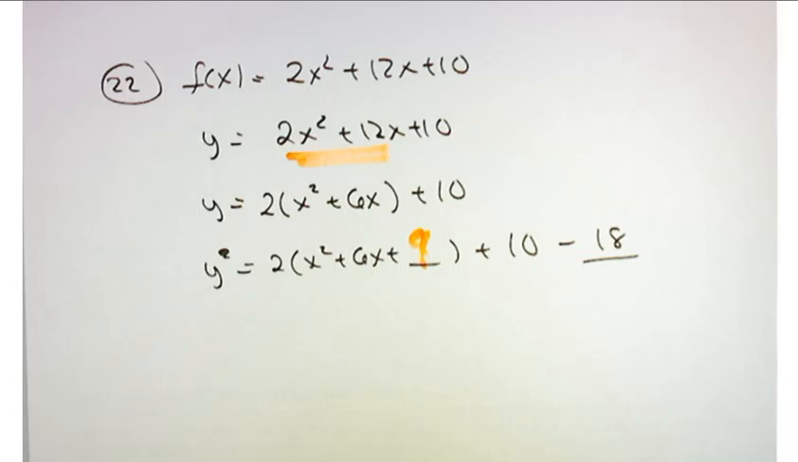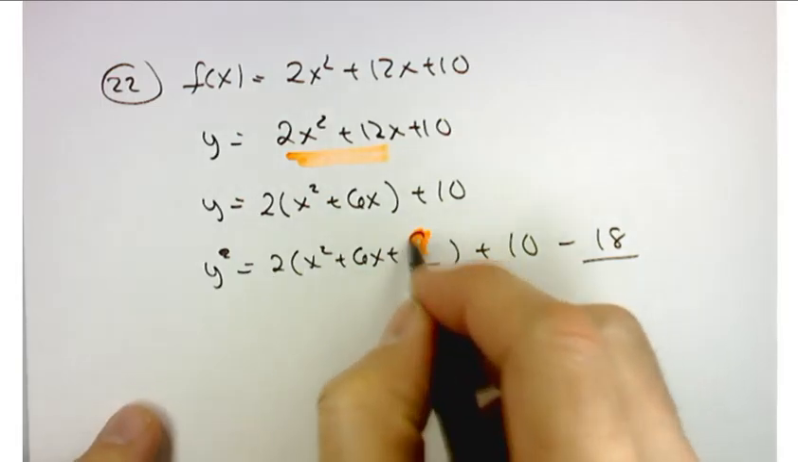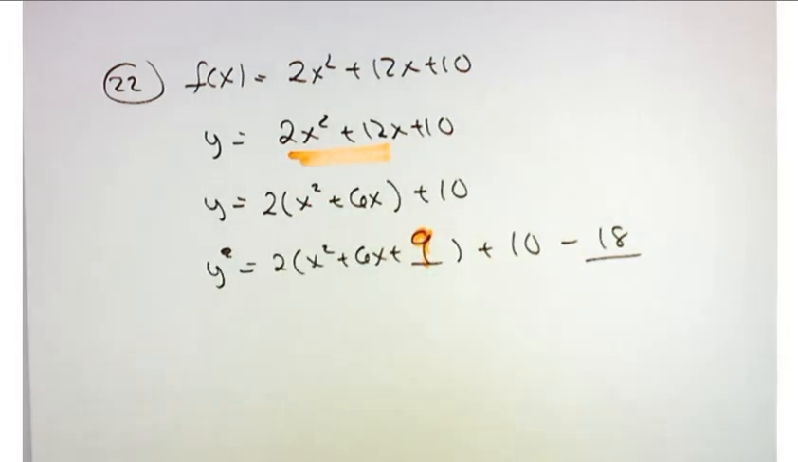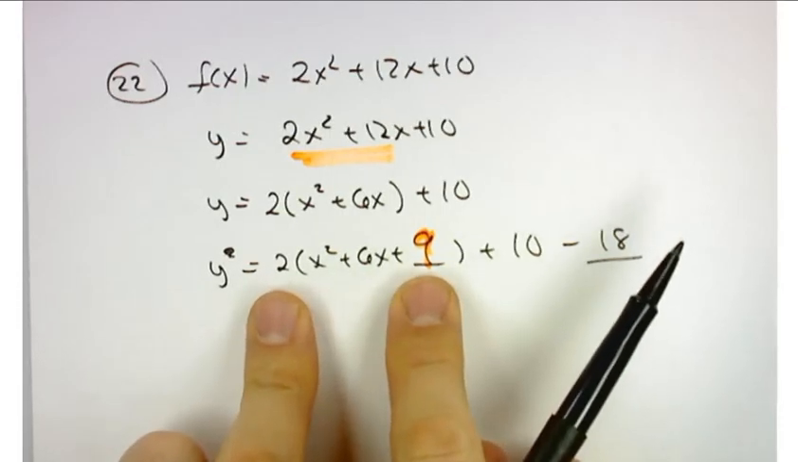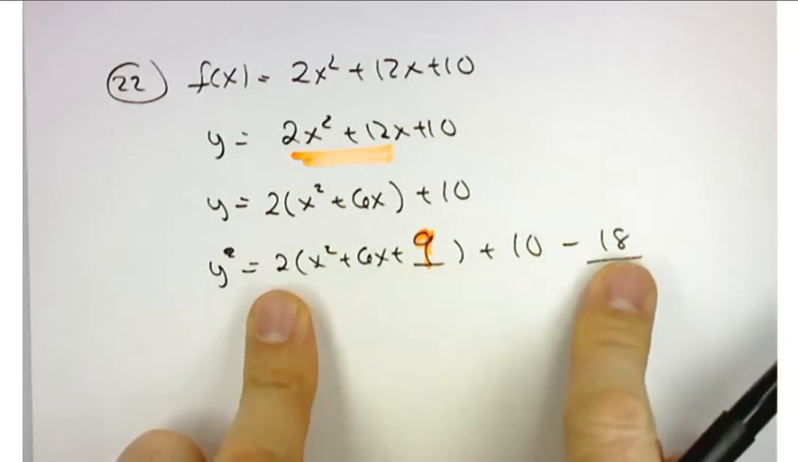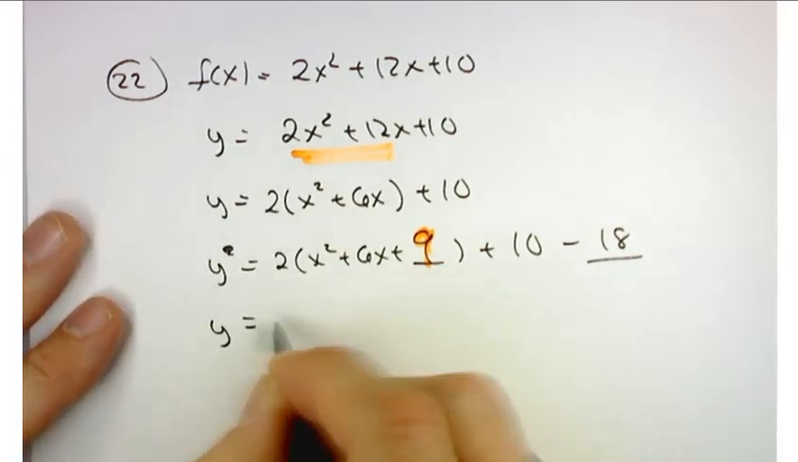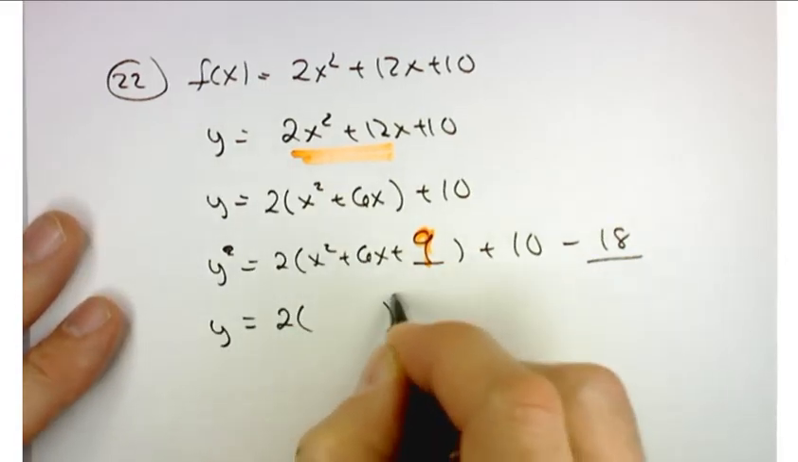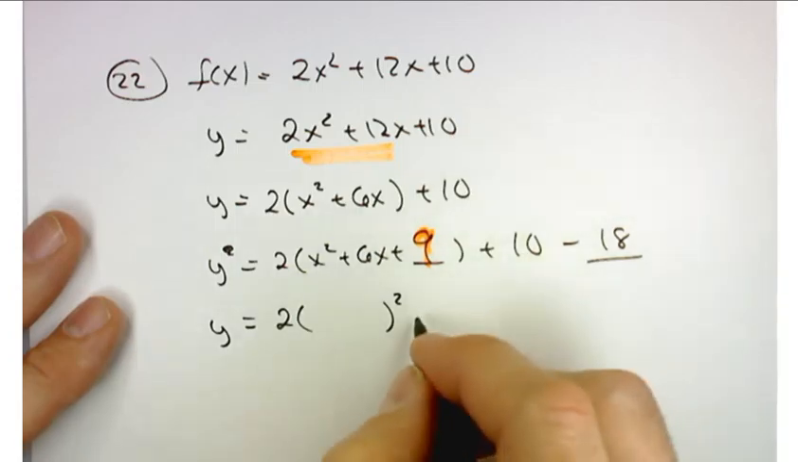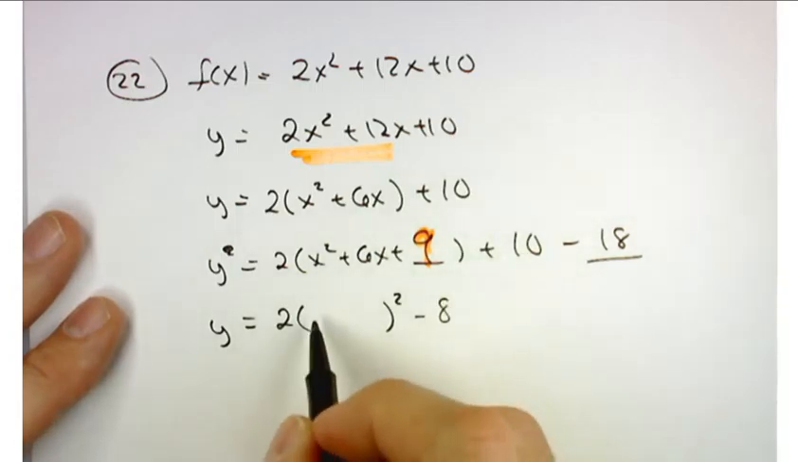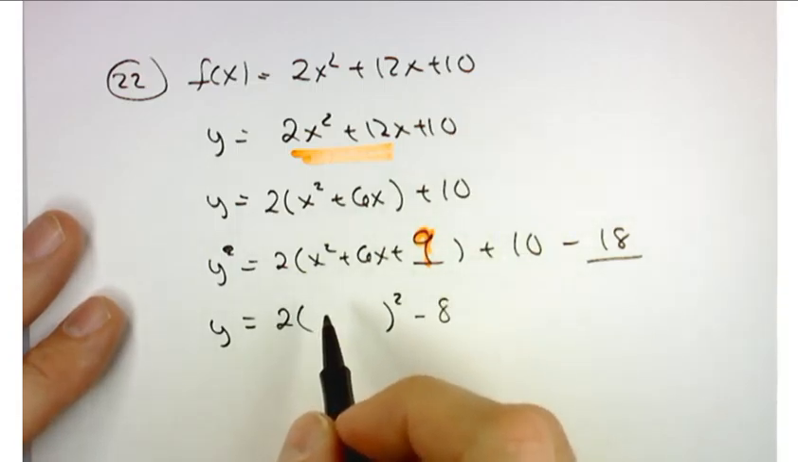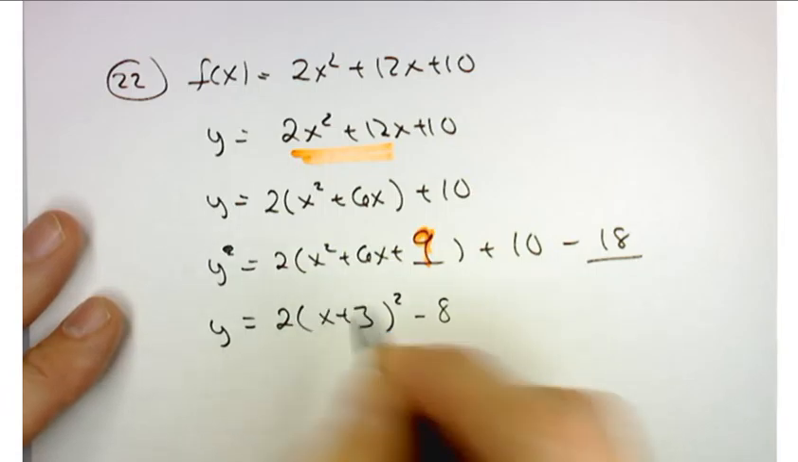So they're going at it a little different way than I do. Whatever you like. I mean, they both get you to the same thing. 2 times 9. So by putting the 9 here, I'm adding 18. To keep things in balance on the right-hand side, I'll subtract 18. So this becomes y equals 2 times something squared. 10 minus 18 is negative 8. What do I square to get this? X plus 3. Cool.